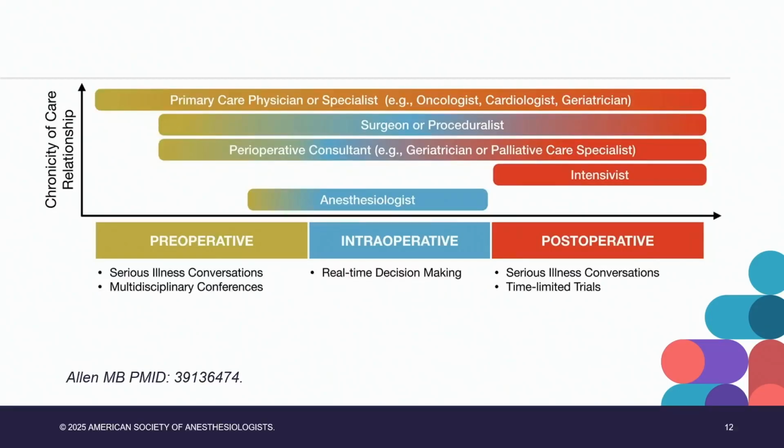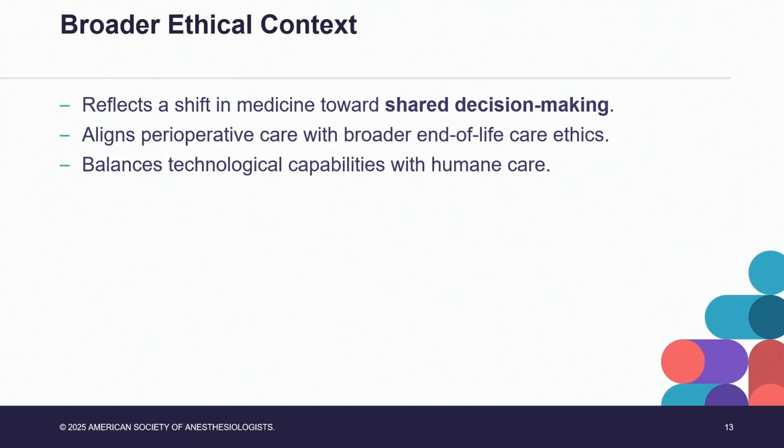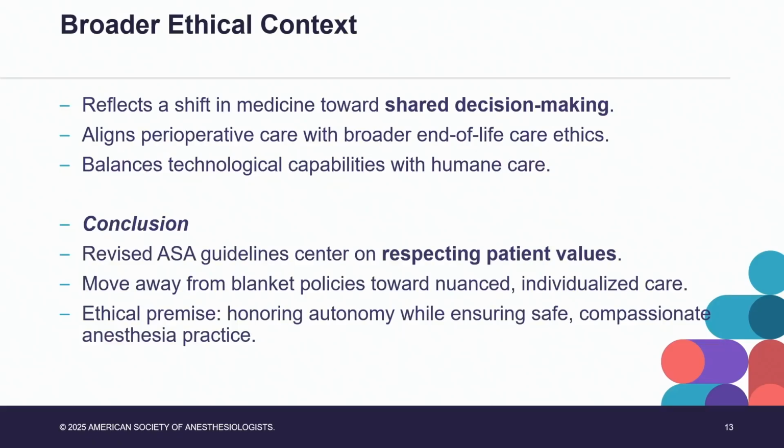And then finally, this diagram gives a nice illustration of the roles of various teams in different areas. And finally, it reflects a shift in medicine towards shared decision-making and aligns perioperative care with the broader end-of-life ethics, balances technological capabilities with humane care. And in conclusion, these guidelines respect patient values, and we move away from blanket policies to nuanced, individualized care, honoring autonomy while ensuring safe and compassionate practice.